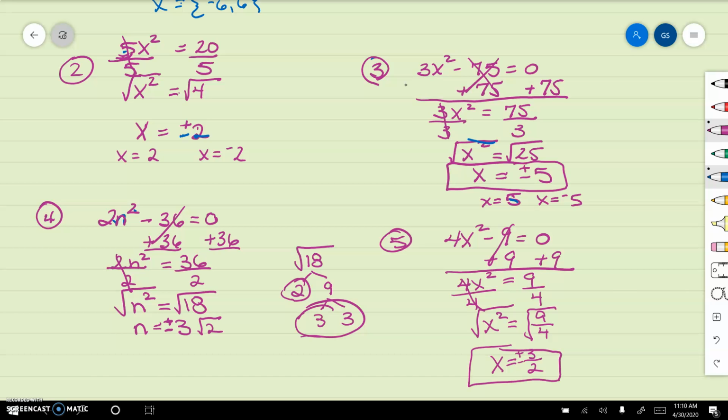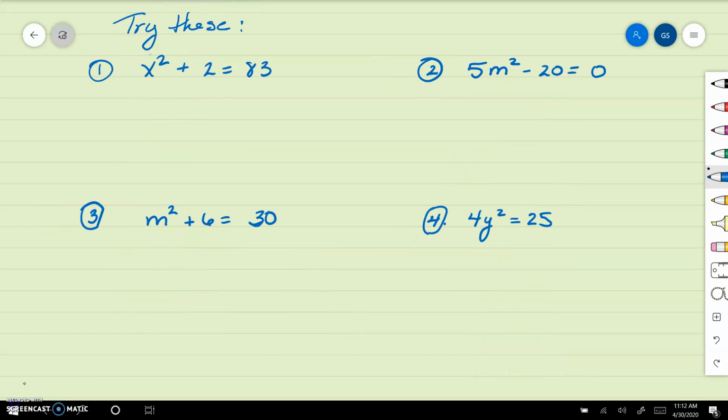And that's all the problems I'm going to do with you. And now you're going to try some on your own. So pause the video, copy these questions down, try them out on your own. There's 4 steps. Isolate the x squared, take the square root of both sides. If necessary, simplify the radical on the right side, and then your answer should be a plus and a minus of whatever you get. Okay, so pause them, try them yourself, and then come back and I'll put up answers.